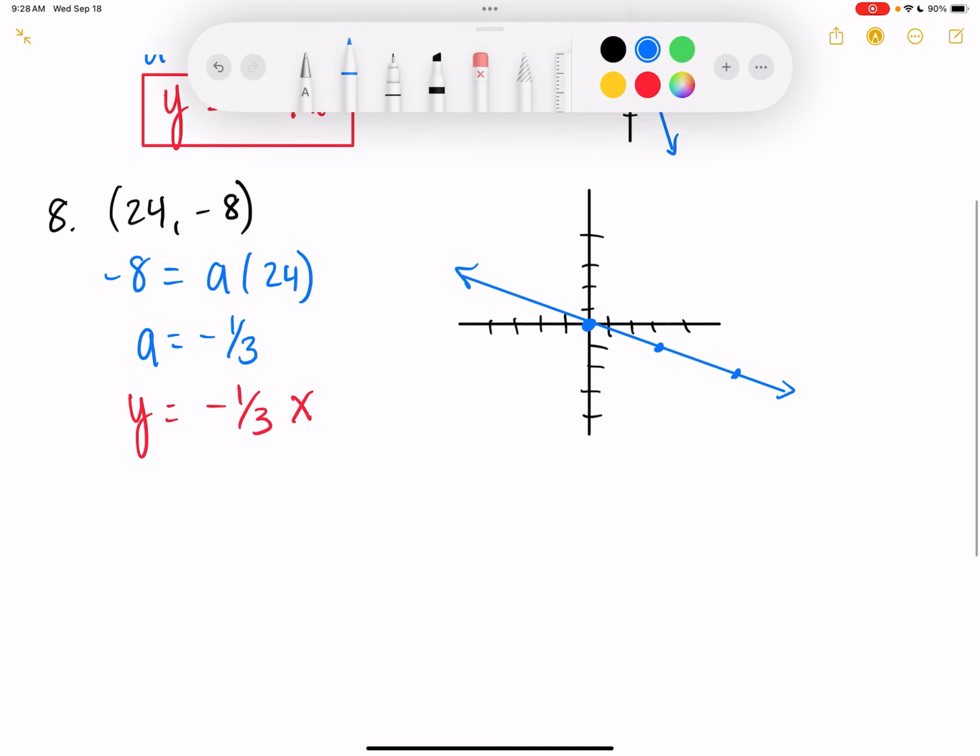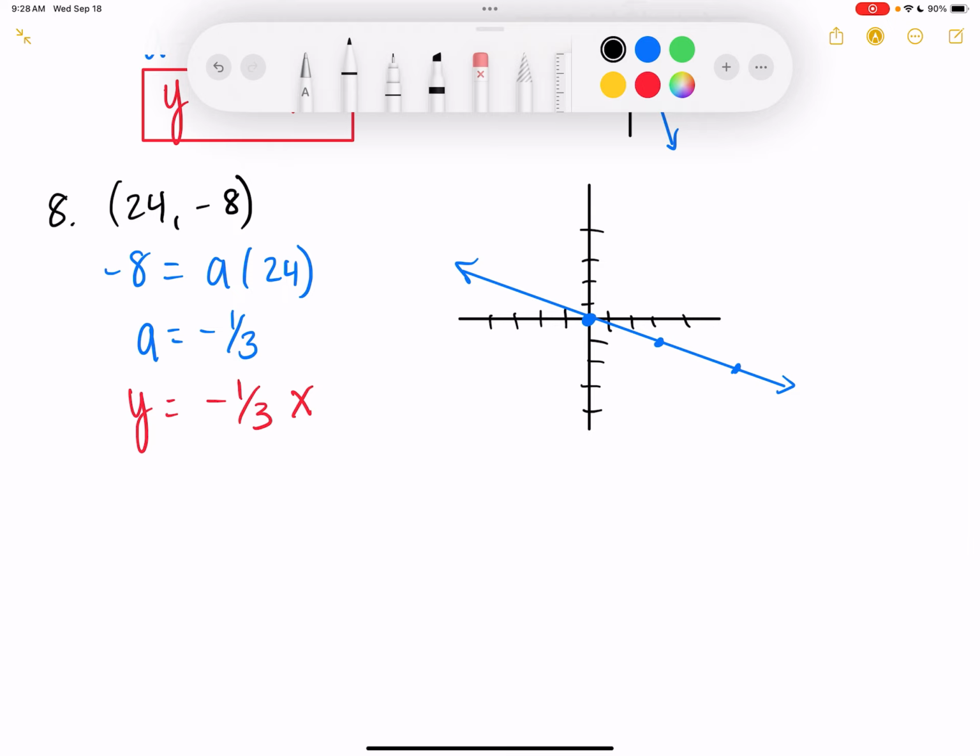All right, the next one. Say the variables x and y vary directly. That means y equals ax. Write an equation that relates x and y. Find y when x equals 12. There are multiple steps to these, but we do not have to graph these ones. Yay. So x equals negative 3, y equals negative 5.